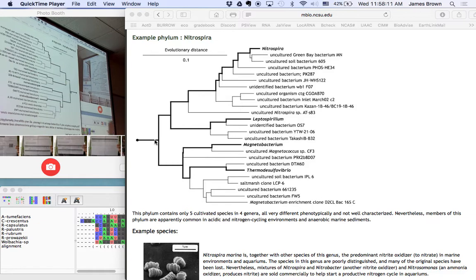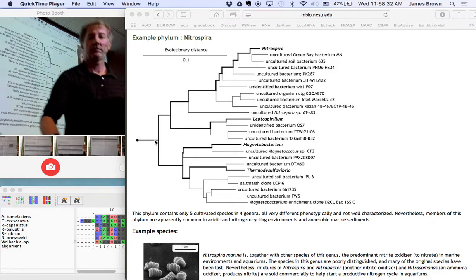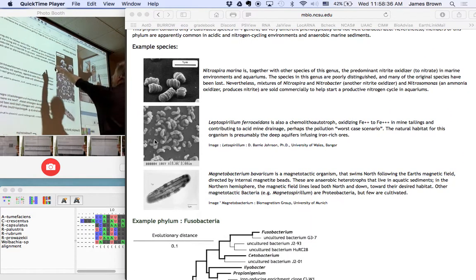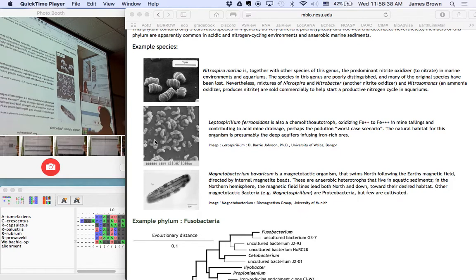The organisms in that nitrogen cycle include Nitrospira. It's one of the really important ones. But this is not a common phenotype in this group. Sure, there are nitrogen oxidizers here, but there's also things like Magnetobacterium and Thermodesulfovibrio, a high temperature sulfate reducer. The magnetobacteria, I think, are really cool. But here's Nitrospira marina. This shows up in saltwater fish tanks all the time.